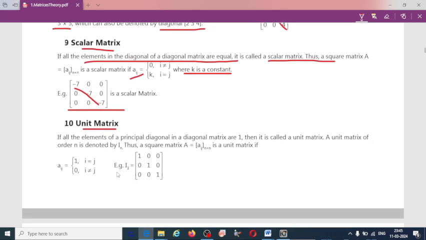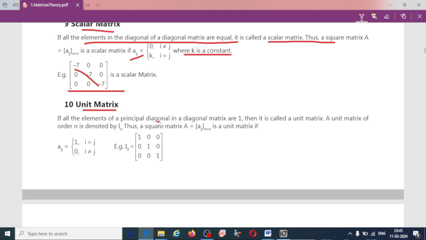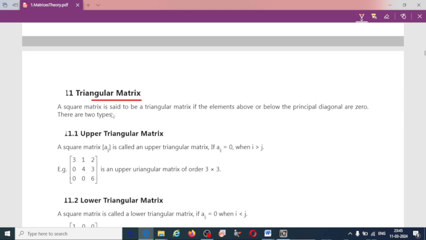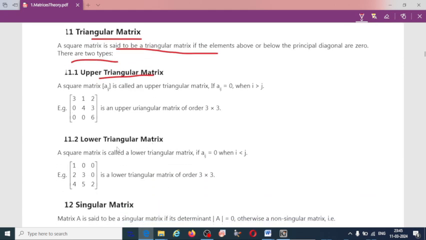Unit matrix: if all the elements of the principal diagonal are 1, then we call such a matrix a unit matrix. Triangular matrix: a square matrix is said to be a triangular matrix if the elements above or below the principal diagonal are 0. There are two types, upper triangular matrix and lower triangular matrix.